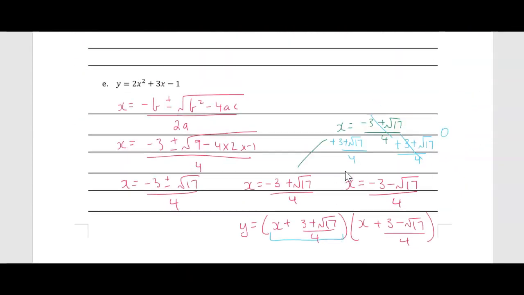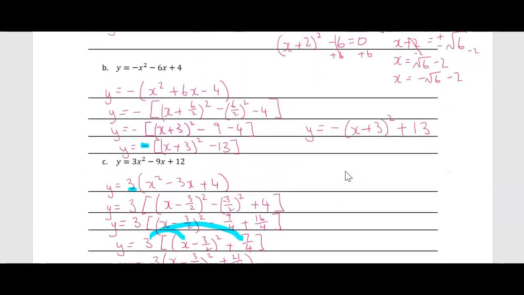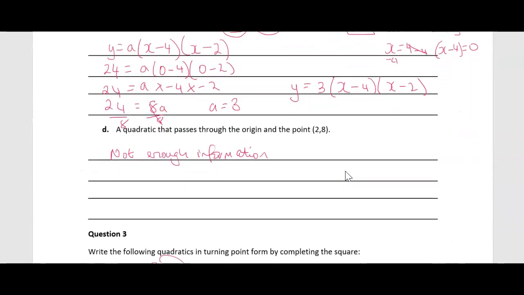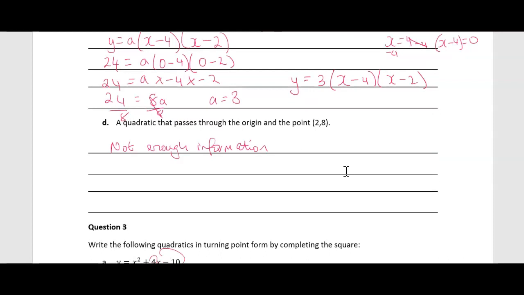I'm just curious. I did a question earlier and I said there were no solutions, and now I'm a little bit conscious that there may have been enough information. x squared, no. So we still couldn't do D. Passes through the origin. Yeah, so it doesn't say that. Now, if there was a turning point at the origin, we could do this one, but it passes through the origin and the point 2, 8. So yeah, again, still not enough information.